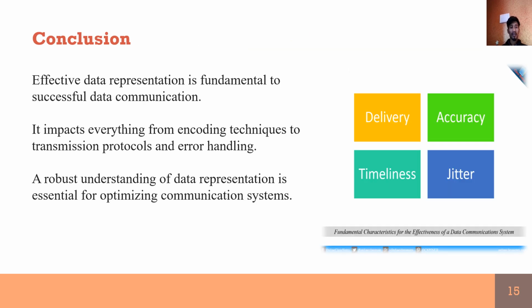Conclusion. Effective data representation is fundamental to successful data communication. It impacts everything from encoding techniques to transmission protocols and error handling. A robust understanding of data representation is essential for optimizing communication systems.